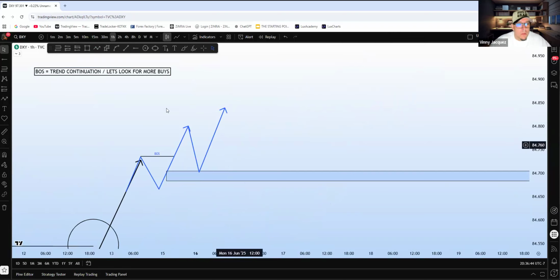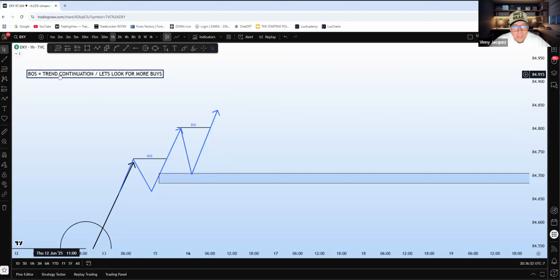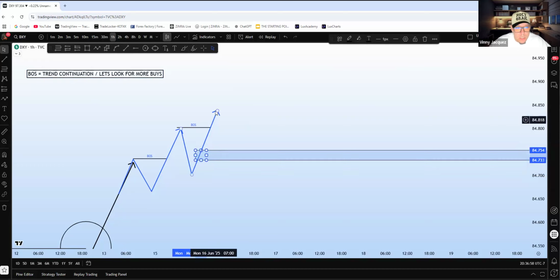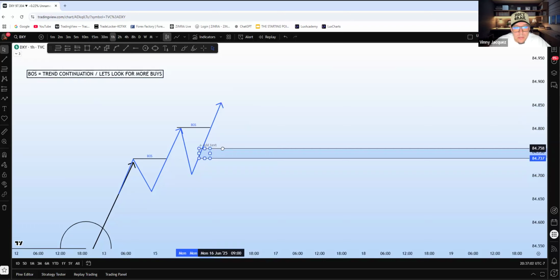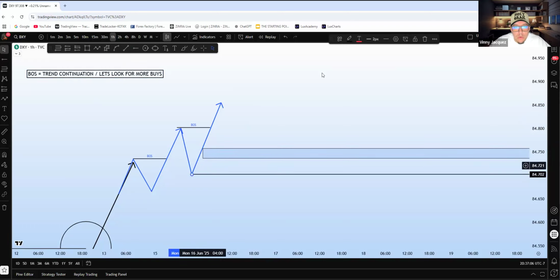So let's go ahead and continue. I have a break of structure here. Priscilla, this tells me that the market wants to continue the trend. Let's look for more buys. You're very welcome. Now, again, I don't want to buy while the market's up here. I want a discounted price. So as the market is coming back down, I already know where I want to buy.